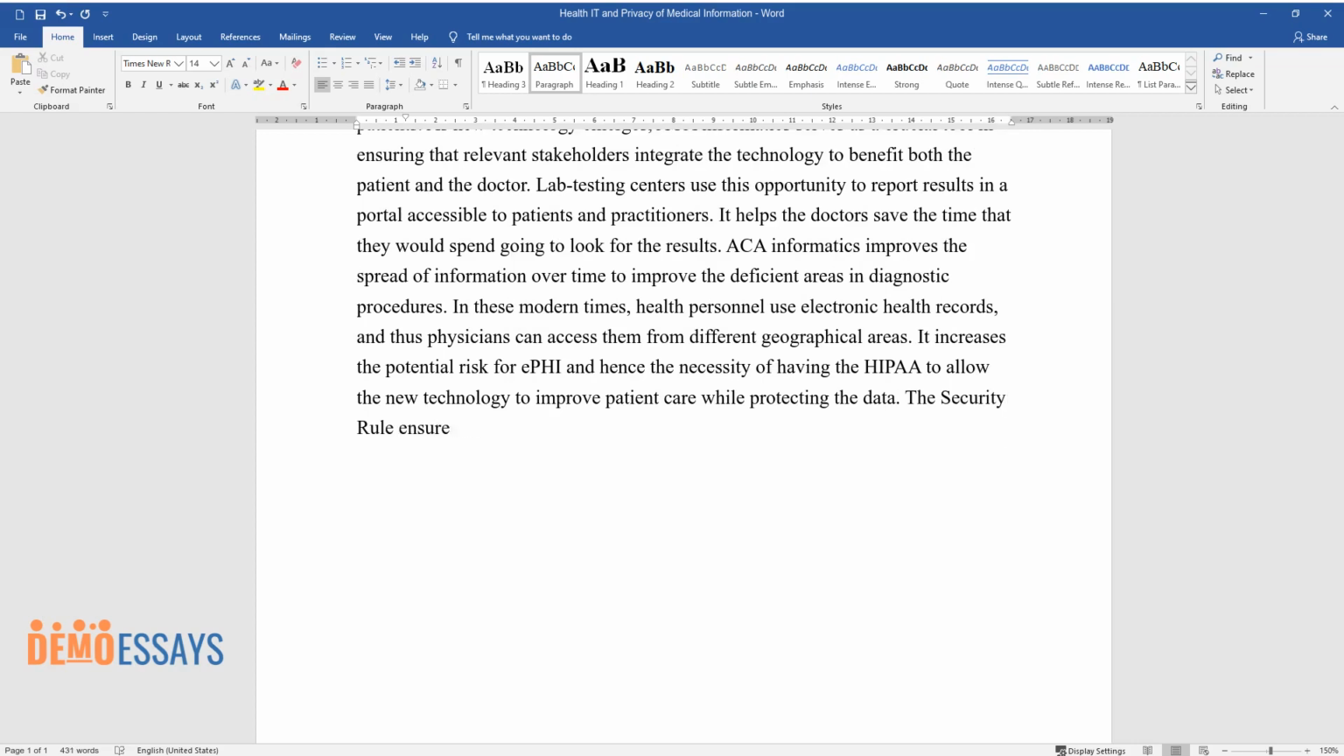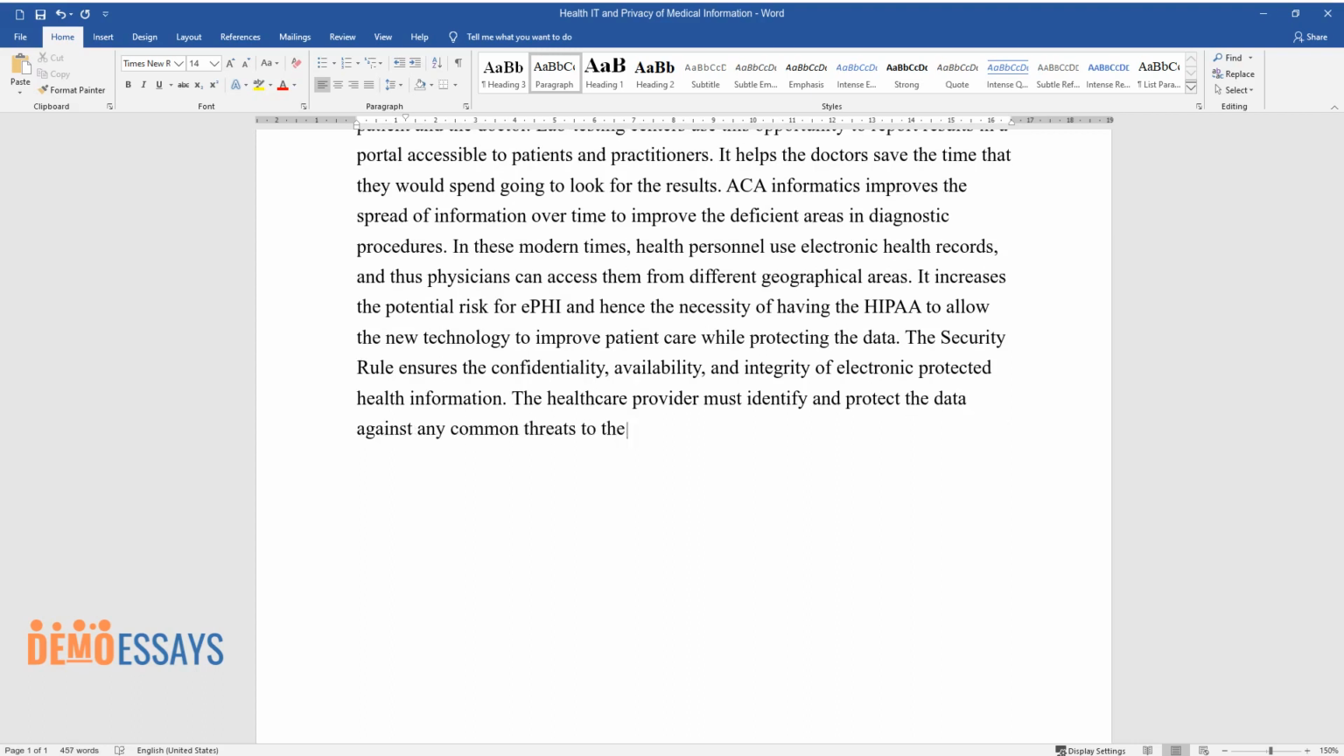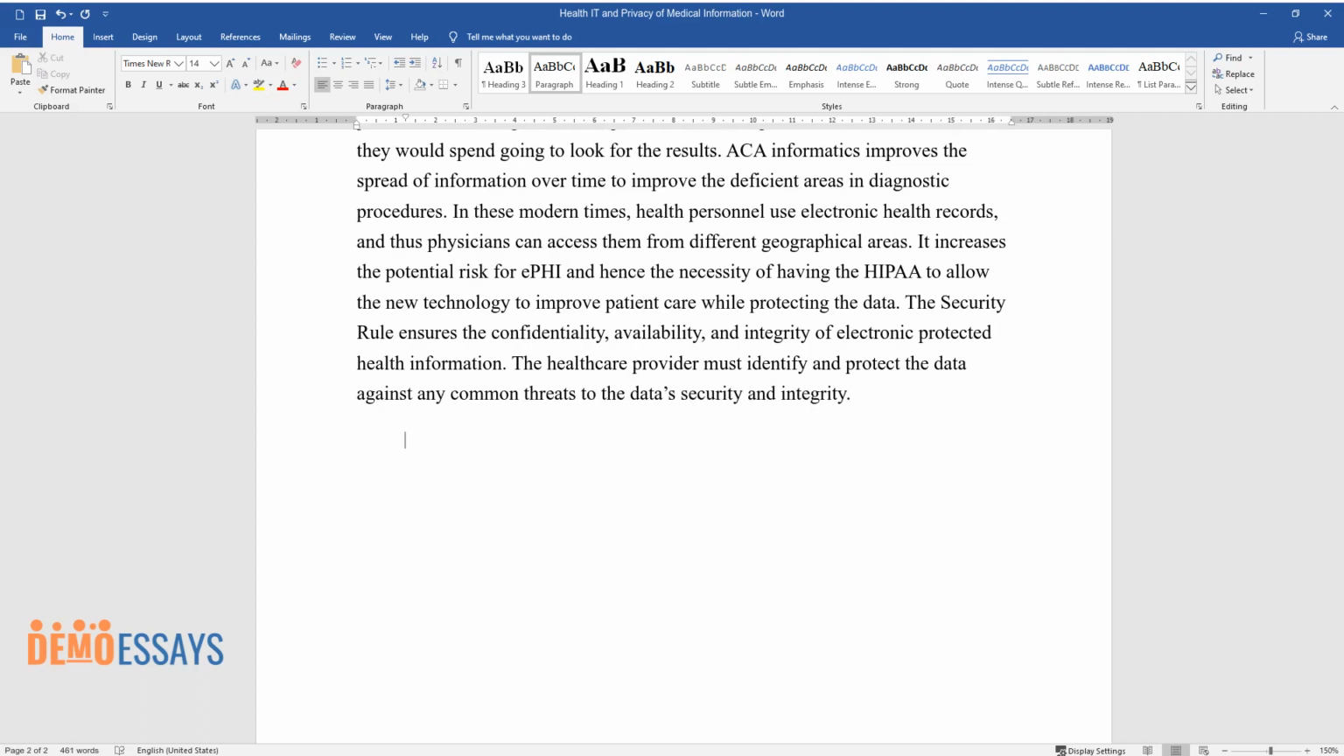The security rule ensures the confidentiality, availability, and integrity of electronic protected health information. The healthcare provider must identify and protect the data against any common threats to the data security and integrity.